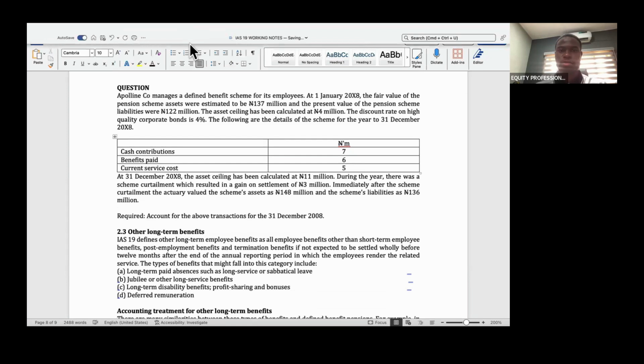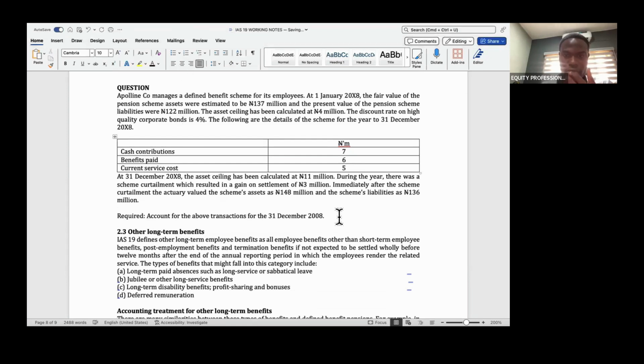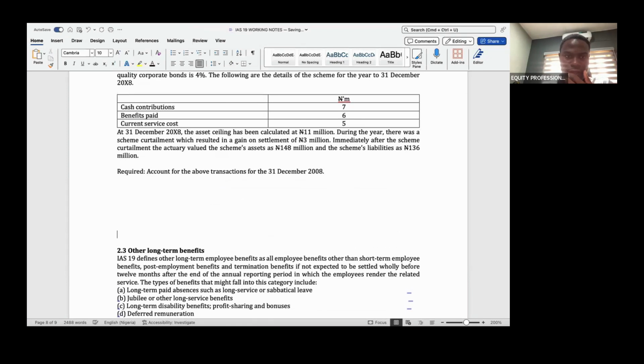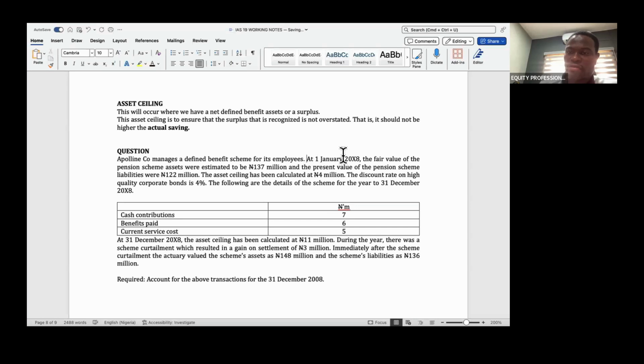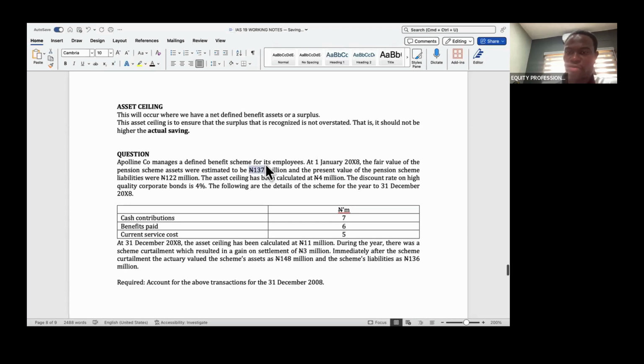So let's look at this question. This question says, Apolline Co. manages a defined benefit scheme for its employees. At 4 January 2008, the fair value of the scheme is 137 million. The present value of the scheme is 122 million. That is the present value of the obligation, of the scheme liabilities. So asset ceiling has been calculated as 4 million.